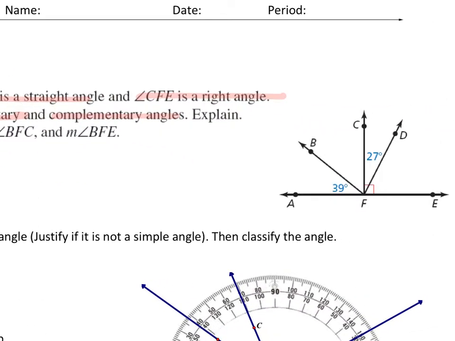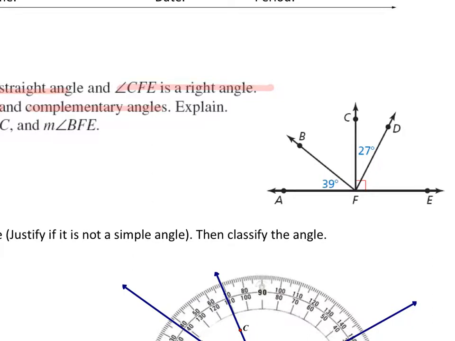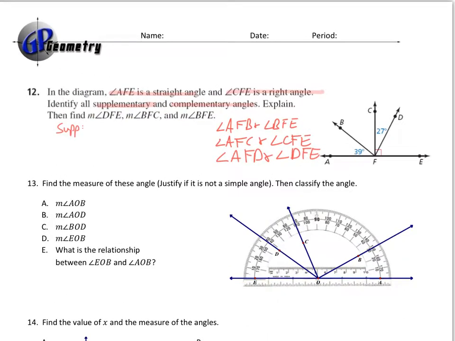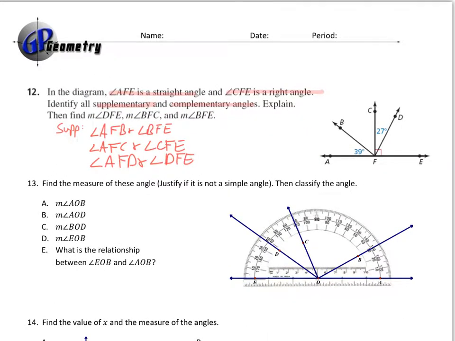So 180, we have lots of pairs here. We've got AFB, these guys right here, and BFE. That's one pair. We have another one. We can do AFC. That's this guy here, and its other angle on the other side that makes up the straight line. Those are supplementary. Then how about this guy right here? So this angle here, and it's supplementary over there. So we get these three pairs of supplementary angles. So there's our supplementary angles.